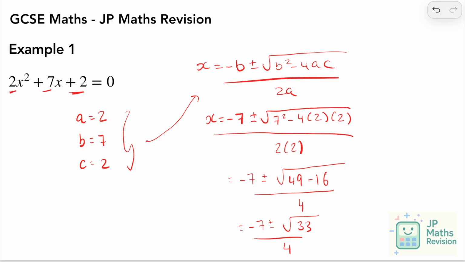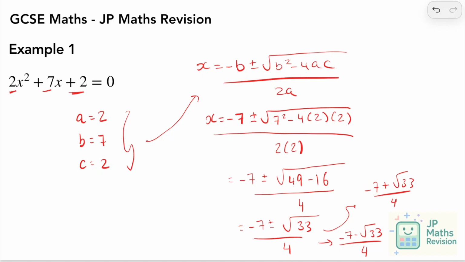At this point, you can leave your answer like this if you're going to leave it in surd form. Or if the question specifically tells you to give your answers to one decimal place or 3 significant figures, you would then type each individual one into your calculator. You would type in minus 7 plus the square root of 33, over 4, and then minus 7 minus the square root of 33, over 4. A common question that I get asked is, where's the plus minus button on my calculator?